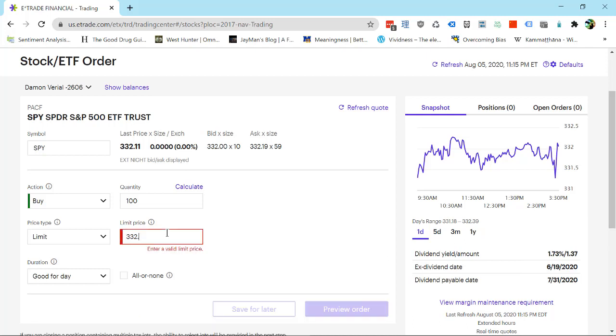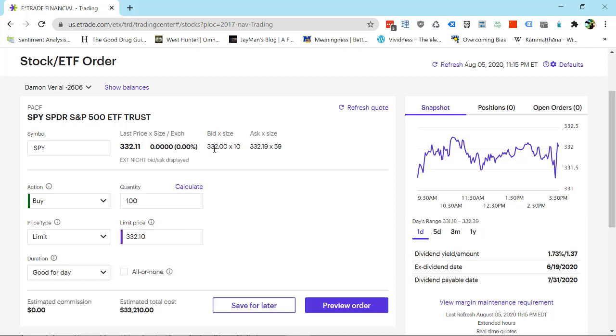But all you really want to do is just try to get the best price you can by going a little bit over the bid, previewing the order, submitting the order, and if it doesn't get filled, you go and cancel the order and come back and do this again. That's pretty much it. It's a pretty easy process.